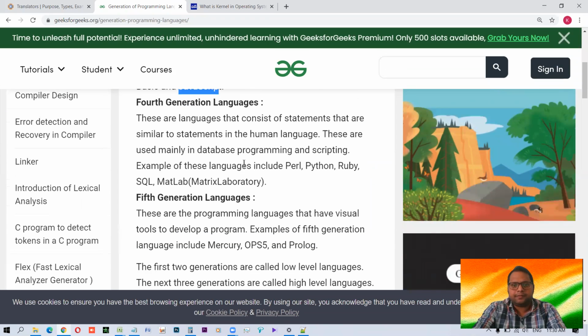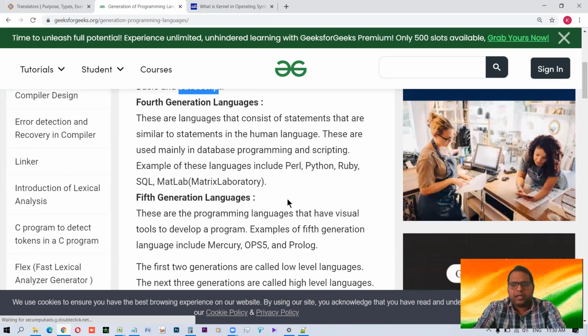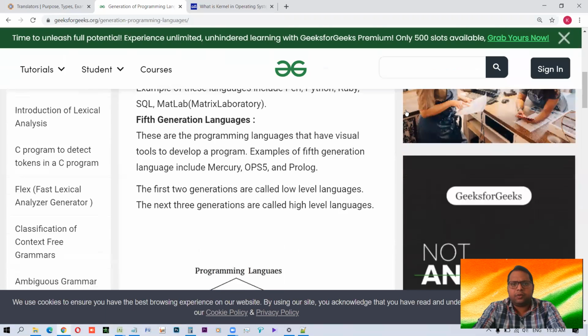So you may see this. This is another programming language. A lot of programming languages are there. No need to worry. What did I tell you about programming languages? If you learn any one programming language, it will become easy for you to understand any other language.